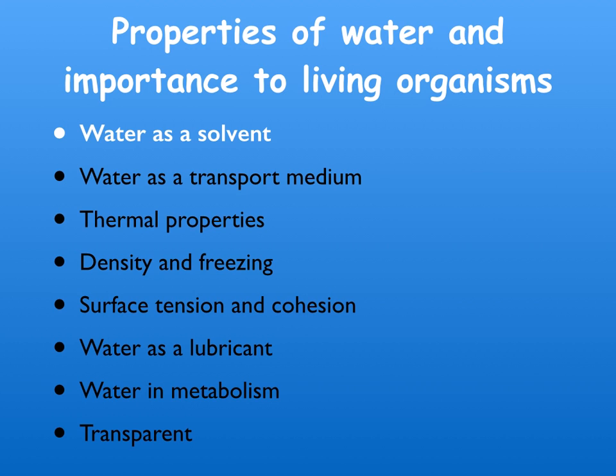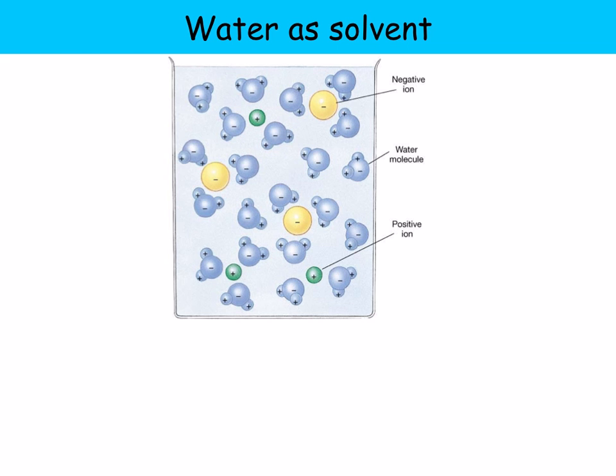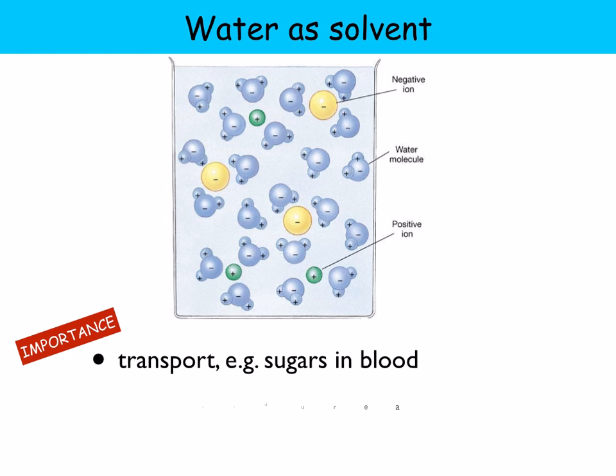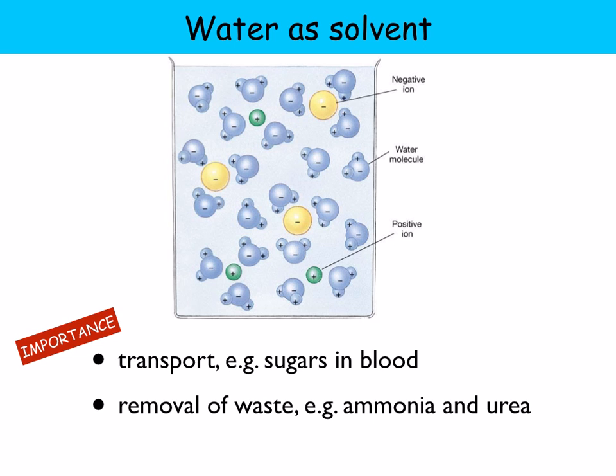Water is a solvent. Water easily dissolves other substances. It attracts molecules with a charge, as you can see here, surrounds them and separates them. This is used for transport such as sugars in blood, removal of wastes, for example, ammonia and urea, and then secretions such as digestive juices.